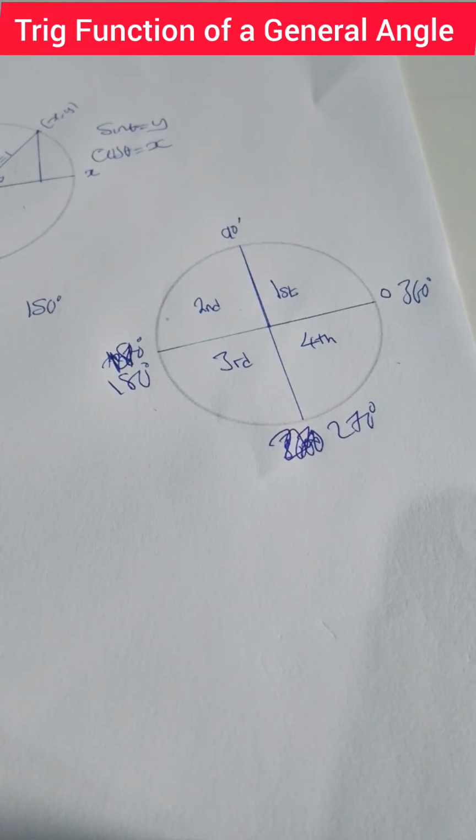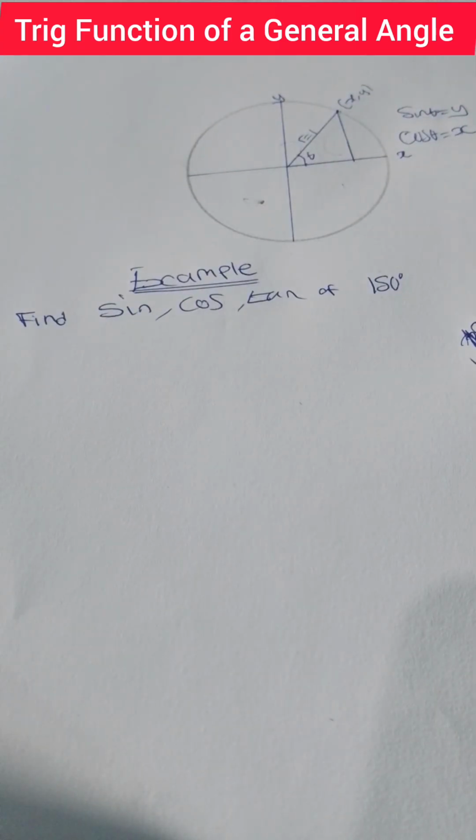So what's the second step? You need to find the reference angle. So first we said 150 degrees is in the second quadrant.